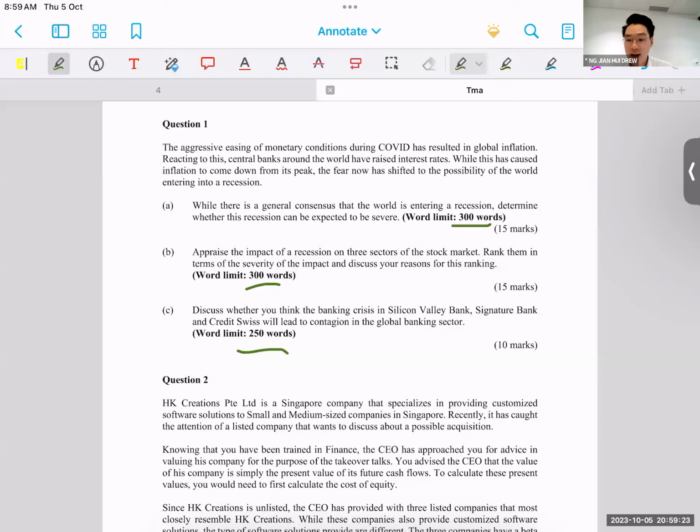Question one, any doubts or any clarification? So this is the main part. Most people, or not most, but a handful of you answered the question using indicators, but we don't want that.